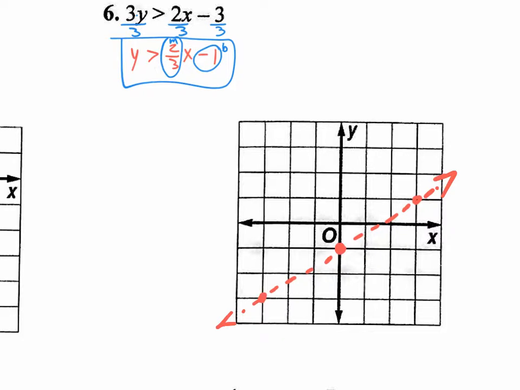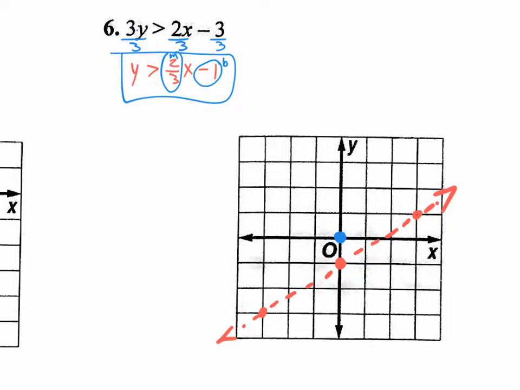So I'm going to test any point I want. I'm going to test the point 0, 0. Now, if 0, 0 works, then I shade in that side. If it doesn't work, I shade in the other side. So when I plug in 0 for y, it's going to say 3 times 0 is greater than 2 times 0, if I plug in 0 for x, minus 3 at the very end.